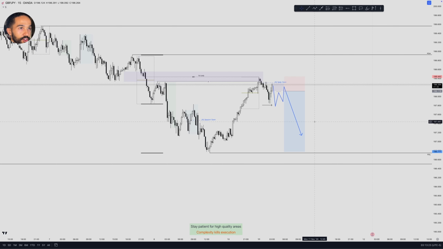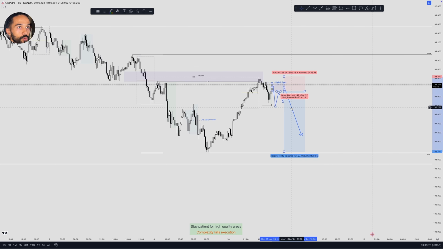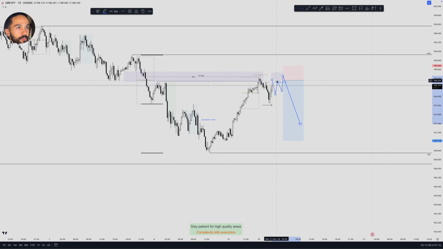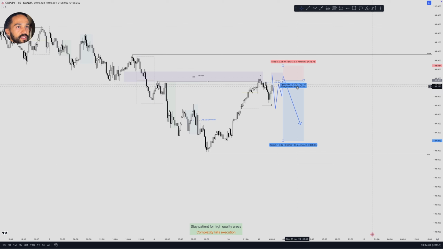Now, if this occurs higher, that would also be fine for me, because if we come up here and sweep Asia, we would have internal buy side liquidity swept from above these Asia highs, causing price to possibly break down, or there might be some internal structure that we get to come up and then break. So something like this, and then we get to go short from there.